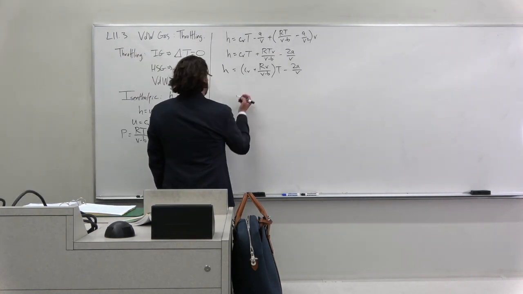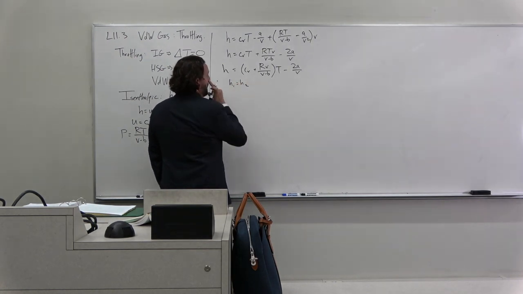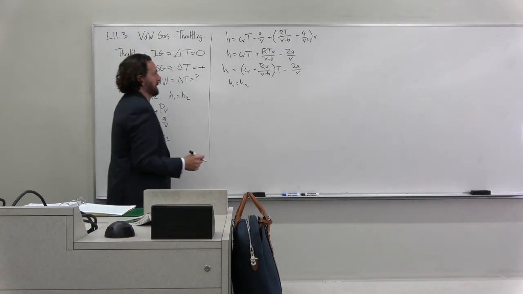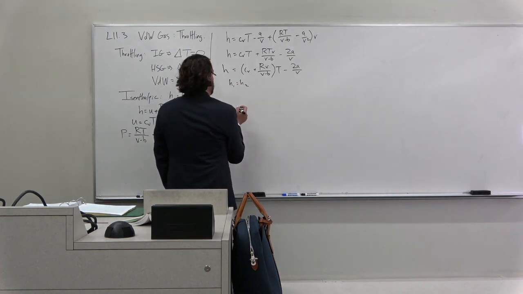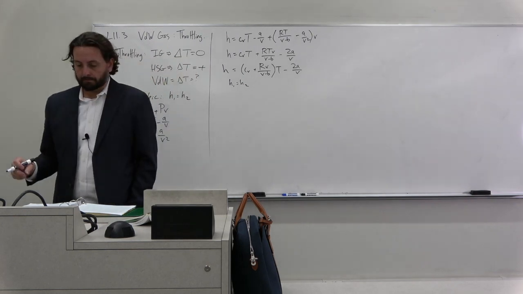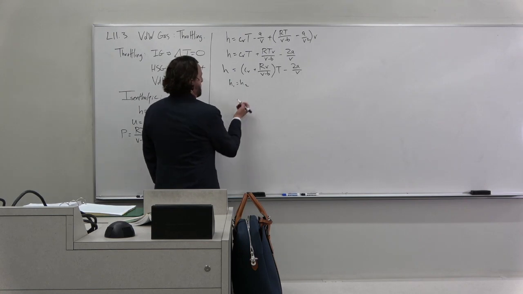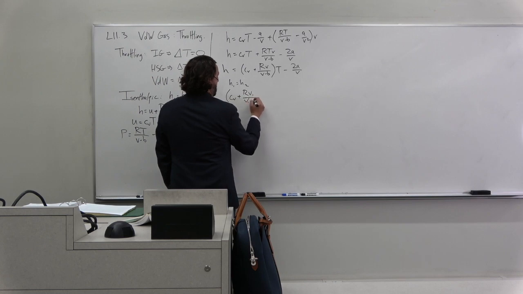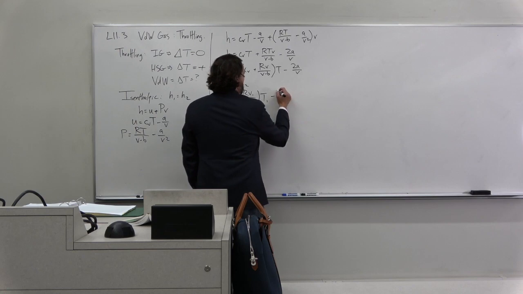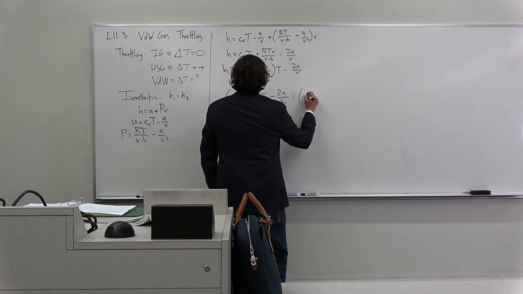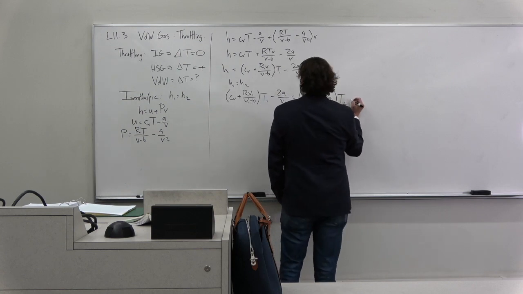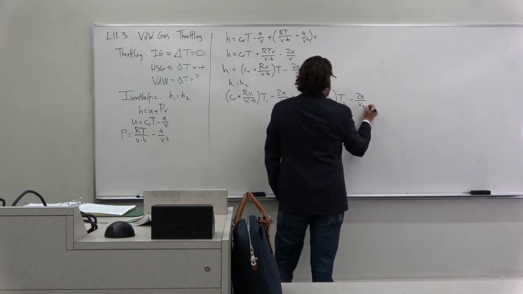Okay, so what we really want is to say H1 is equal to H2. We had P1 inside our bottle, P2 was out. This is in terms of volumes, so it's a little bit inconvenient, but we have C_V plus R V1 over V1 minus B, times T1, minus 2A over V1, equals C_V plus R V2 over V2 minus B, times T2, minus 2A over V2.